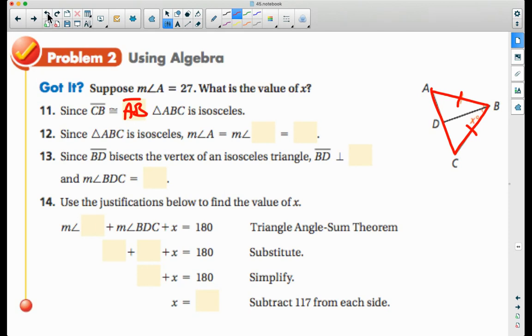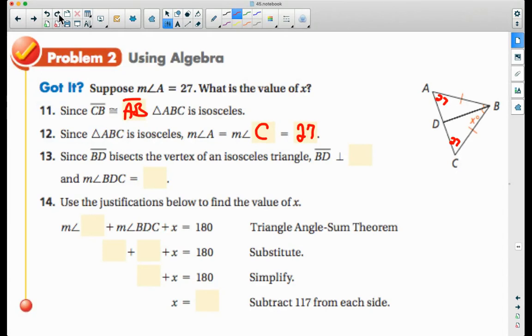Since triangle ABC is isosceles, the measure of angle A is equal to the measure of angle C, which is going to be 27. So these are both 27 degrees.